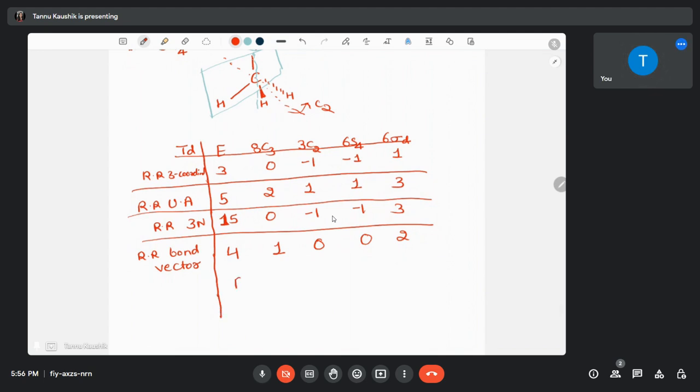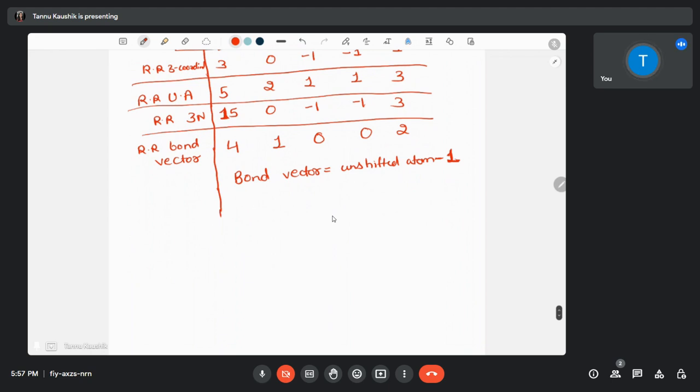So there's a small trick here which I'm writing. You can directly find out this reducible representation for bond vector by taking the unshifted atoms minus 1. So you just have to subtract 1 from the unshifted atoms, which is 5 here. So 5 minus 1 it will become 4, 2 minus 1 is 1, 1 minus 1 is 0, 1 minus 1 is 0, 3 minus 1 is 2. So you can directly find out the reducible bond vector.